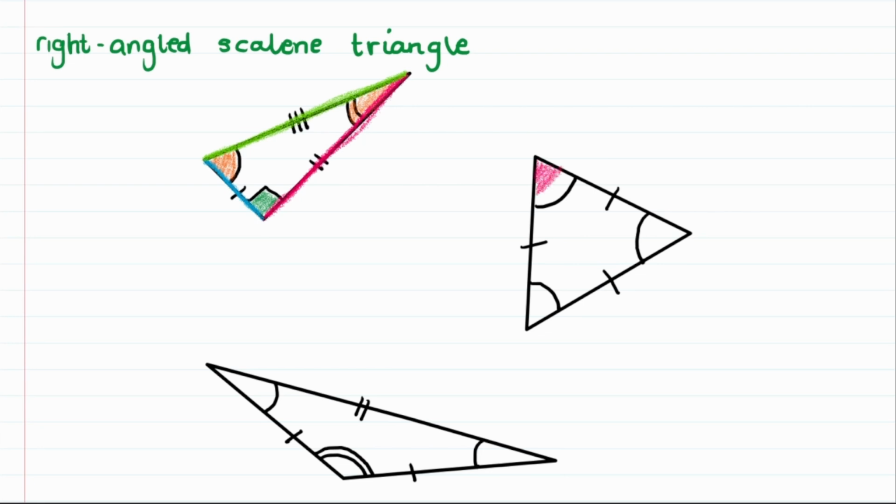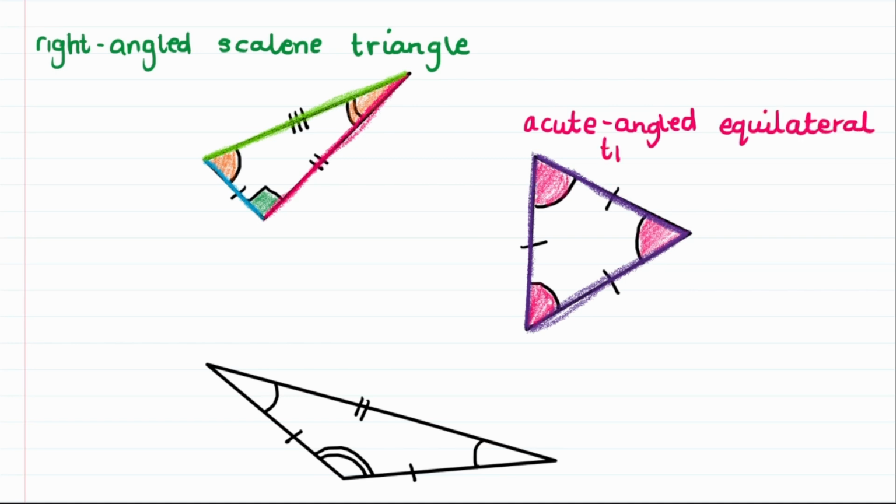My second triangle has all three angles acute, so it would be an acute angled triangle, but now I need to look at the sides and I see that there is one marking on all three sides, which means that all three sides are the same length, making it an equilateral triangle. So altogether, it is an acute angled equilateral triangle.